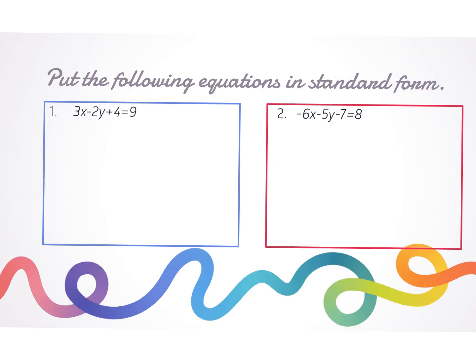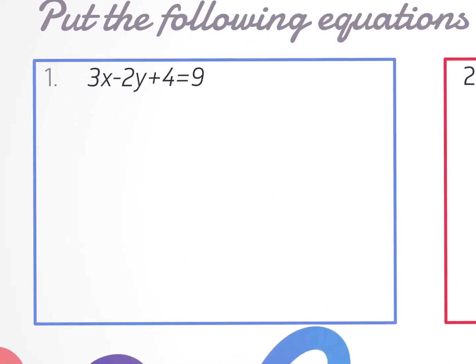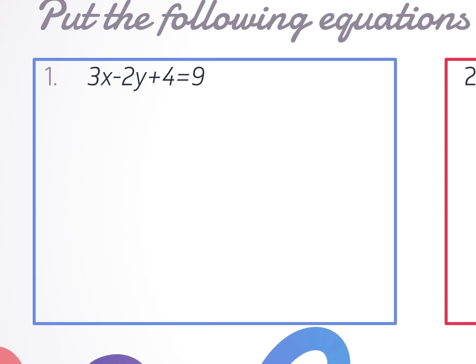All right, so let's start with number one here. I'm going to scroll in for you. If we have 3x minus 2y plus 4 equals 9, like I said, standard form is ax plus by equals c. When I'm looking at this, I have my x right here, I have my y right here, but I also have that plus 4, and I can't have that plus 4. That 4 has to be on the other side of the equal sign.